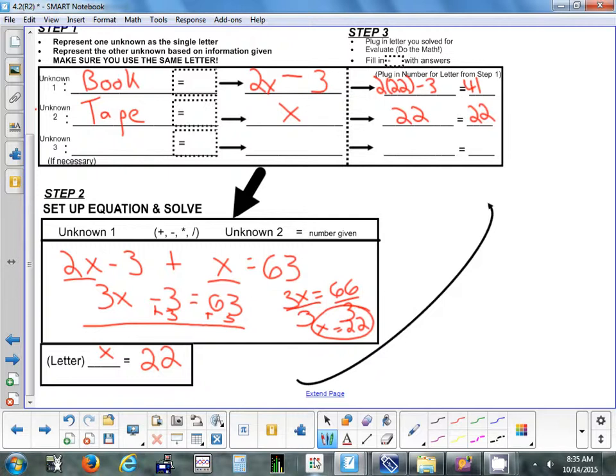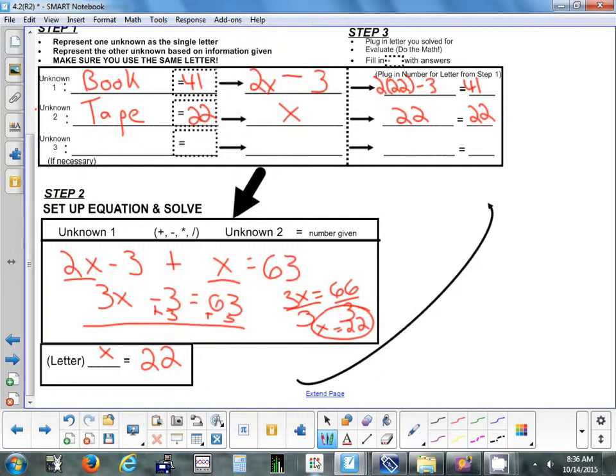41, right? Again, I'm just working my way back across. The book equals 41. How about the tape? 22. This is where it gets a little bit tricky when you're going back up here. You're plugging in for X. The second unknown is easy. You don't have to do any math. It's 22, right? So I take this, put it in that box. The tape equals $22. This one involved a little more math, a little bit of evaluating.